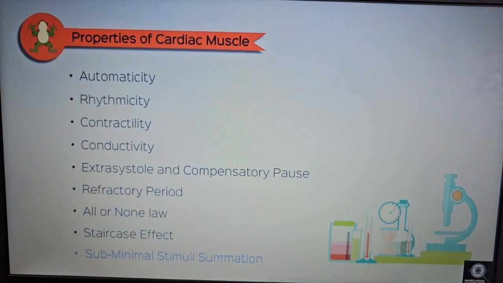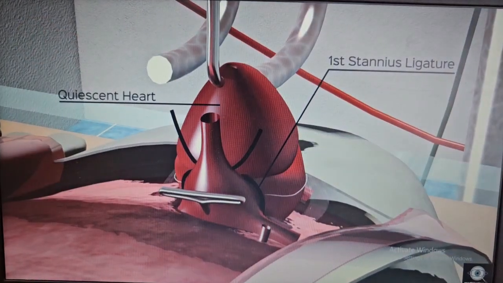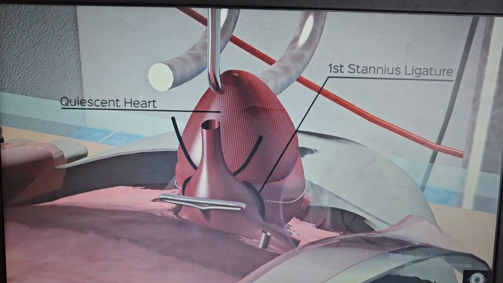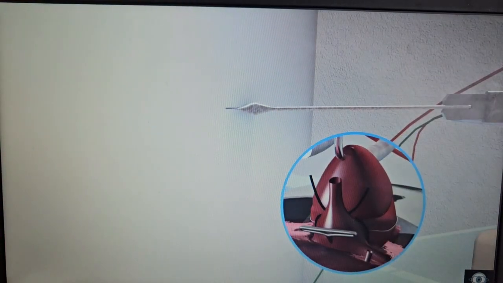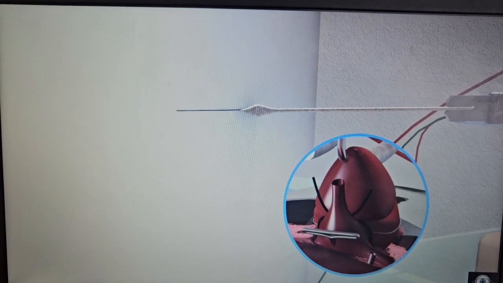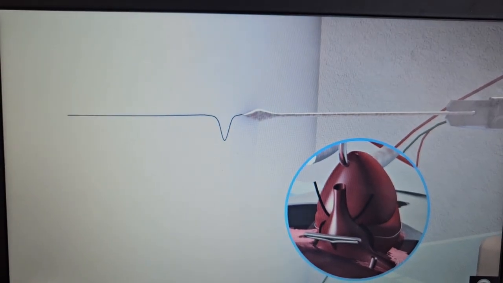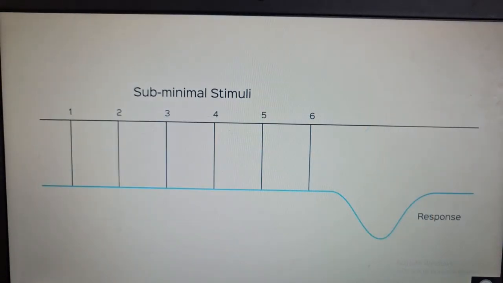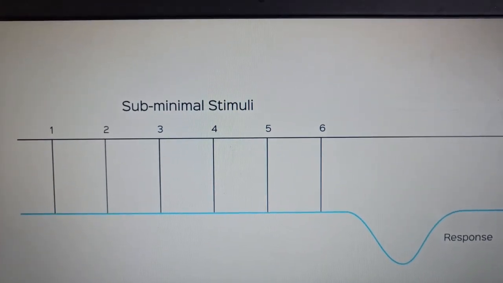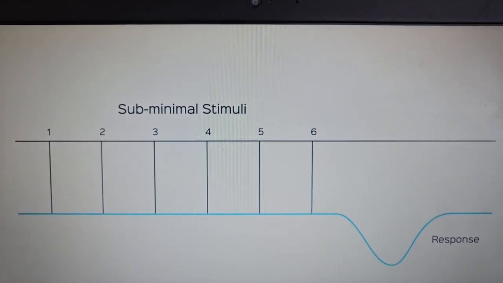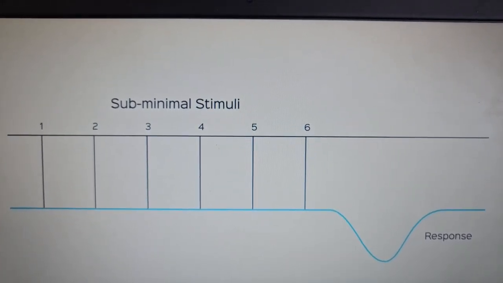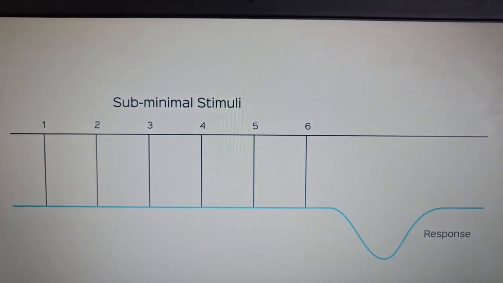Summation of subminimal stimuli. We make the heart quiescent by tying the first Stanius ligature. We adjust the strength of stimulus to a point that it just fails to elicit a response. Now we repeatedly stimulate the ventricle till the subthreshold stimulus elicits a response. The subminimal stimuli, when applied rapidly at an interval of less than 1 second, summate and produce a response. This is also because of the excess calcium ions remaining in the muscle.